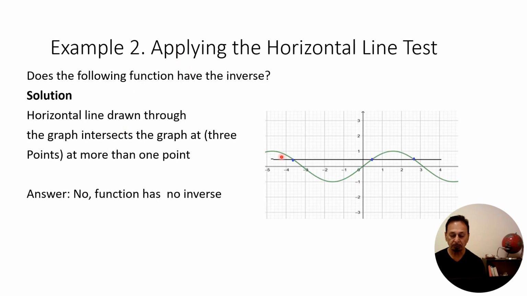Example 2. Does this function have an inverse? So let's draw the horizontal line, and you can see a horizontal line drawn through the graph intersects one point, a second point, and a third point. So the horizontal line drawn through this graph intersects the graph at 3 points, I mean more than 1 point. So we can say, okay, this function has no inverse.